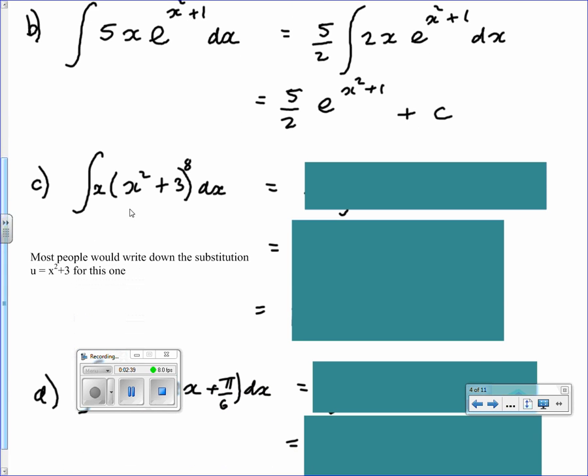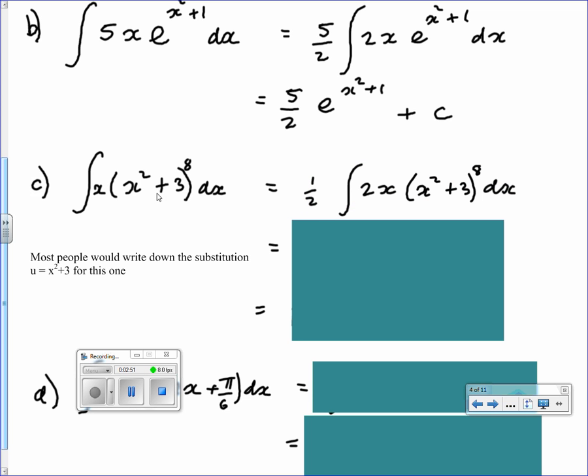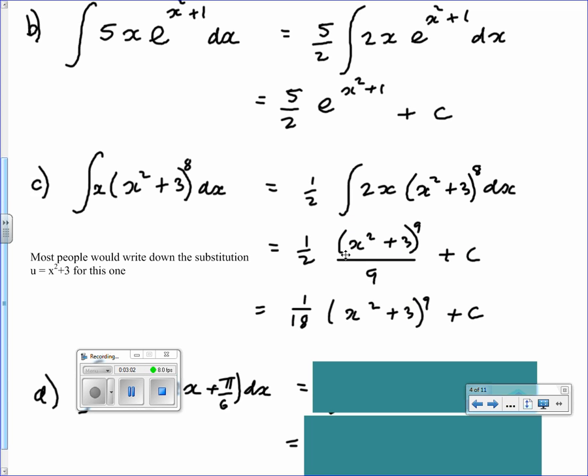The next one is a bit harder. I think most people would actually write in the substitution, let u equal x squared plus 3, and use the substitution. But you can still use the shortcut. The derivative of x squared plus 3 is 2x. What we have is half of an expression involving a function and its derivative. So we get half of, and then add 1 to the power and divide by the new power.